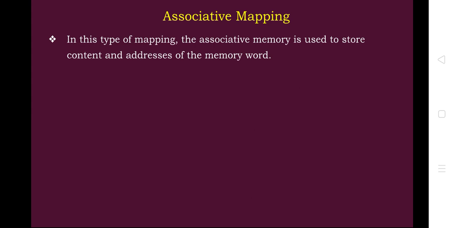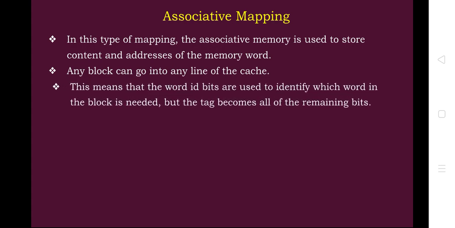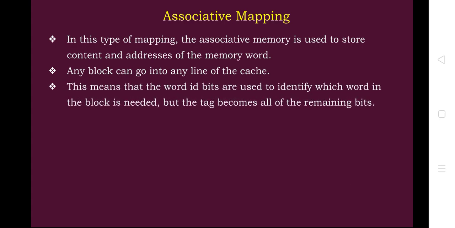Associative mapping means the word itself, the content itself, can be fetched by the address, the content is implied in the address itself. That is called the associative mapping concept. And any block can go into any line of cache. So there is no need that the first line will access the first block. It is a random manner where any block can be accessed by any cache line. That means from any address of the cache we can access any block in the memory.